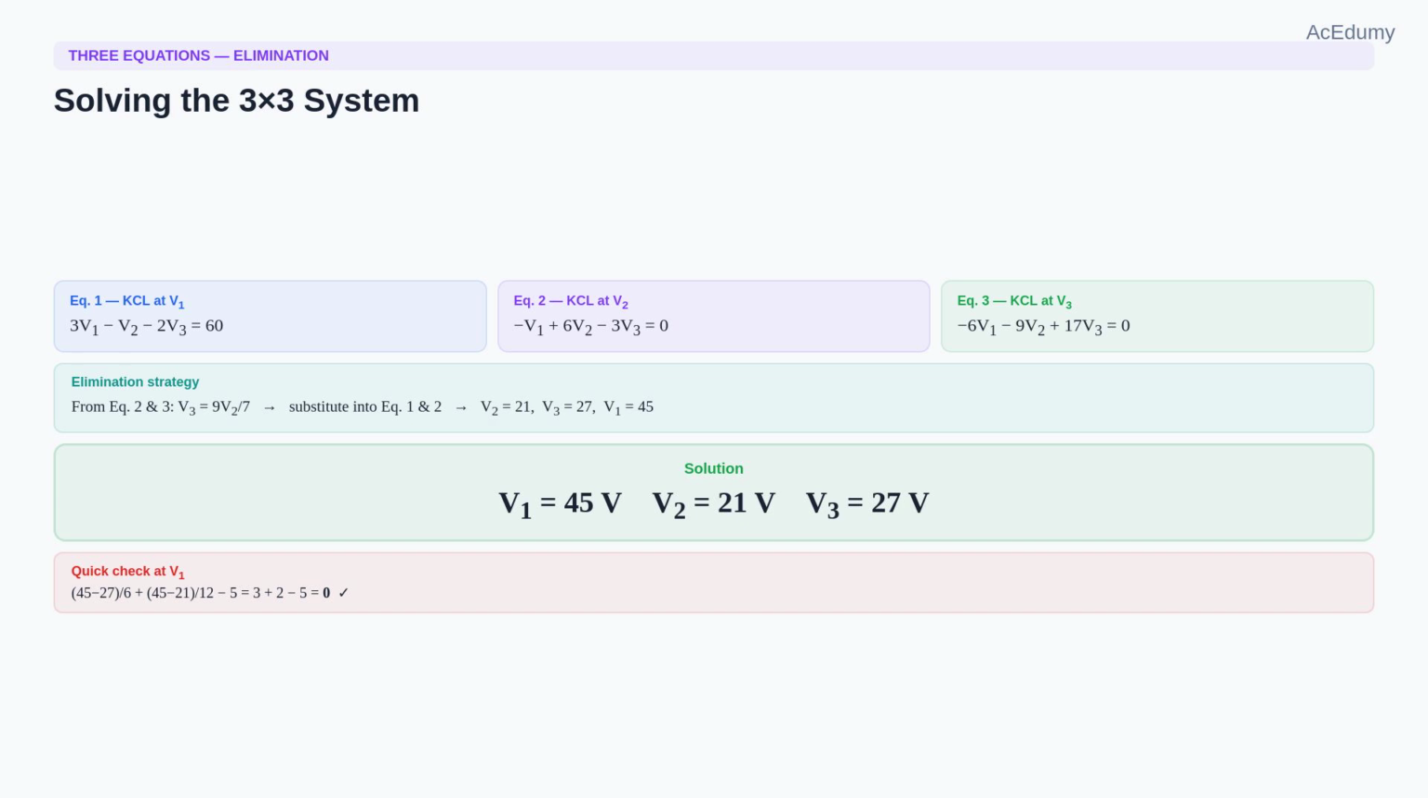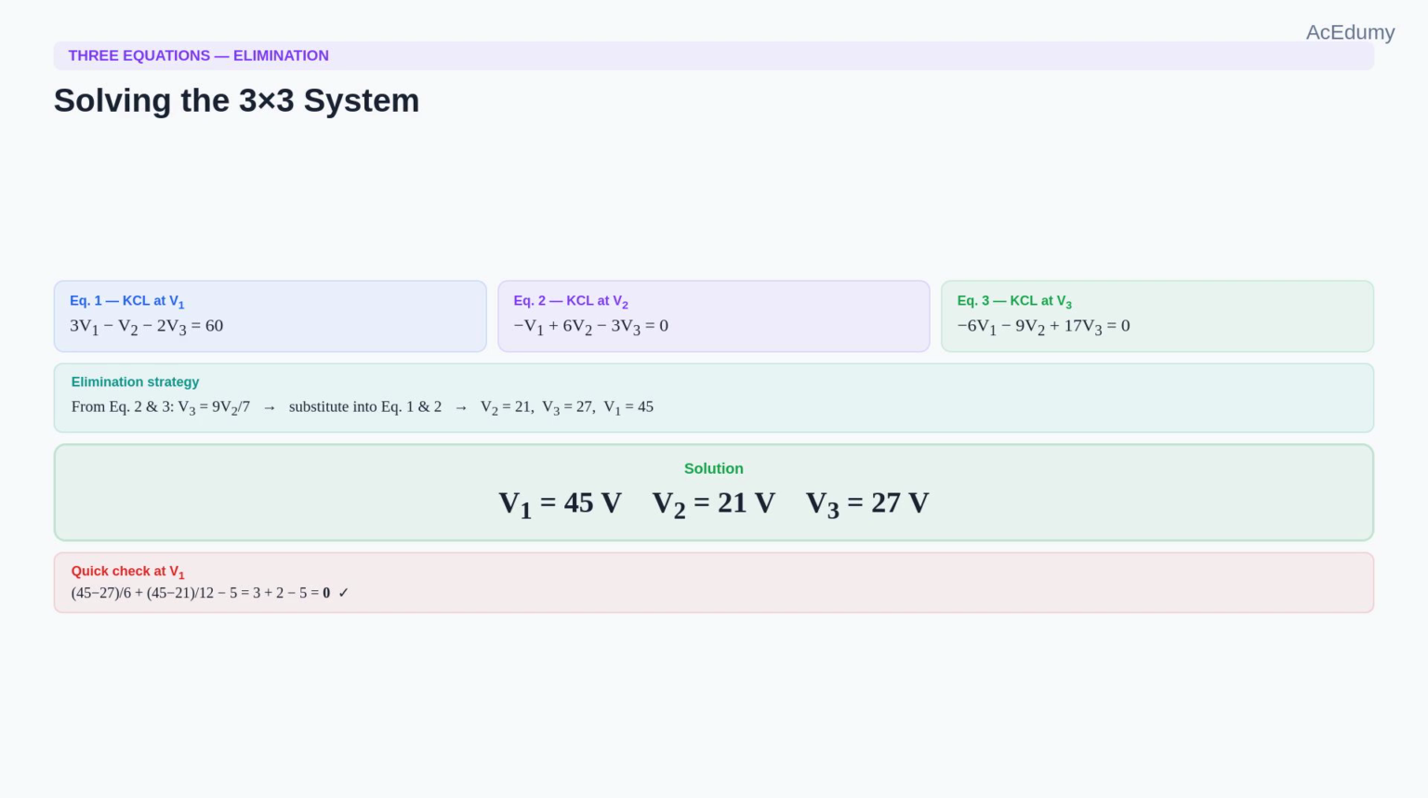Equation 3. We now have 3 equations with 3 unknowns. Equation 1. 3V1 minus V2 minus 2V3 equals 60. Equation 2. Minus V1 plus 6V2 minus 3V3 equals 0. Equation 3. Minus 6V1 minus 9V2 plus 17V3 equals 0.